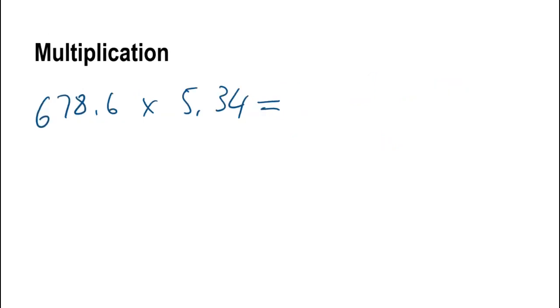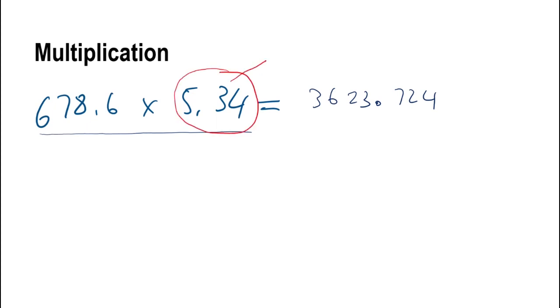For multiplication, let's take this example, 678.6 times 4.34. We do the math with the calculator. Once we found the answer, we just plug it there. It will be 3,623.724. This is the answer from the calculator. But now we have to look for multiplication, the whole thing. This one has 3 significant figures. This one has 4 significant figures.